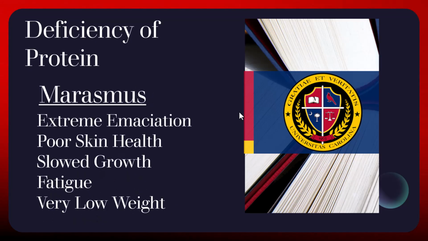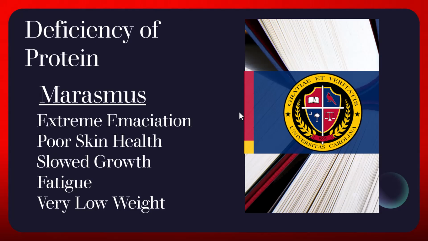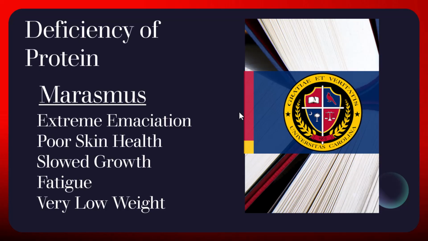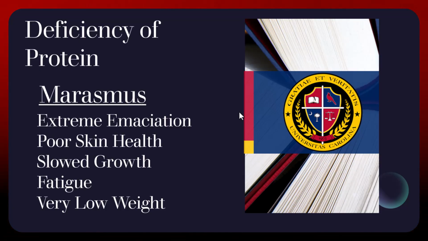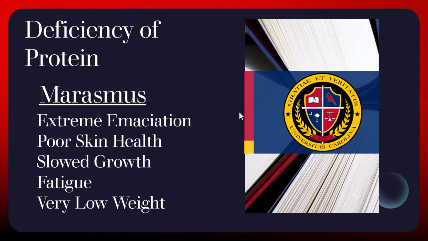And then we have marasmus. So marasmus is another syndrome that does happen when people have a low protein diet and also a low calorie diet. So they're not getting much of anything at all typically. And they will have extreme emaciation, poor skin health, slowed growth, fatigue, and very low weight. And so marasmus and Kwashiorkor can occur in the same person, often does occur in the same person, and this can be very deadly situations where there's just not enough nourishment for the person to survive.